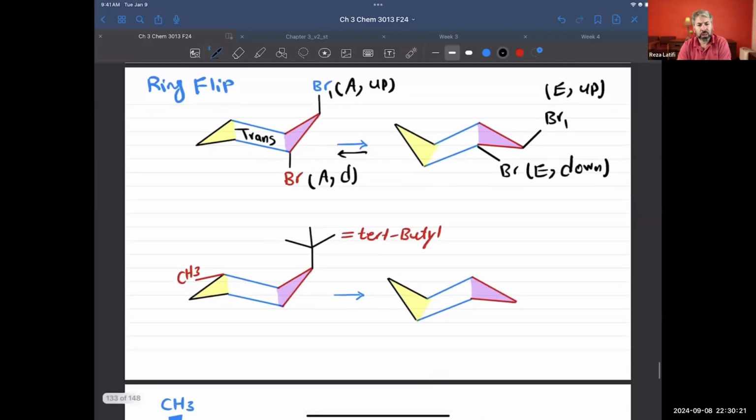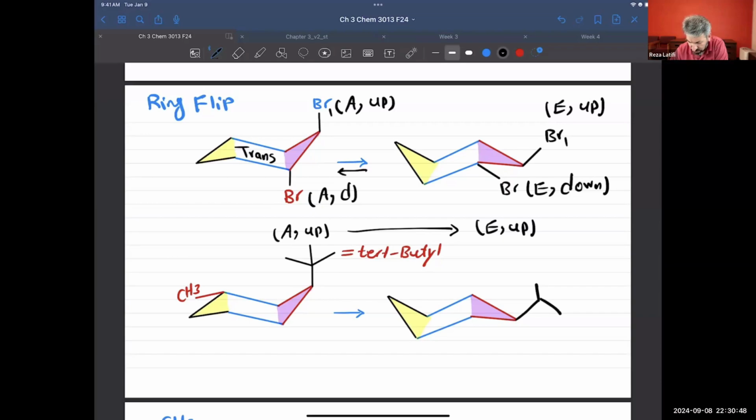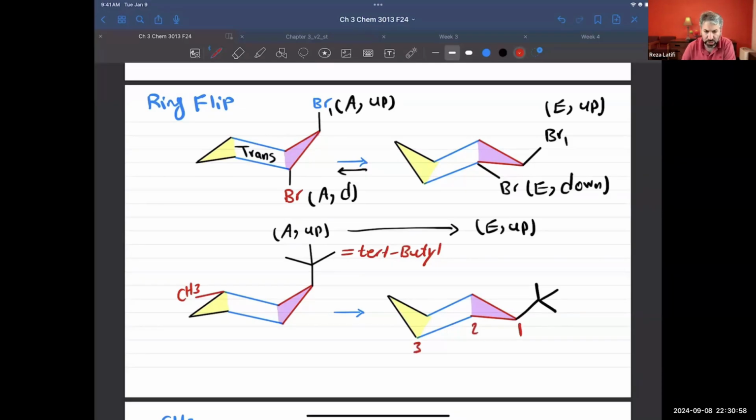The tertiary butyl is up in the axial position, and the CH3 is in equatorial position. If I want to do a ring flip, in this case the tertiary butyl from axial, pointing up, will go to equatorial, which still is pointing up. Let's draw the equatorial. This is the tertiary butyl. Three carbons far from it we need to have the methyl group, so I'm going to say 1, 2, 3 carbons far from it.